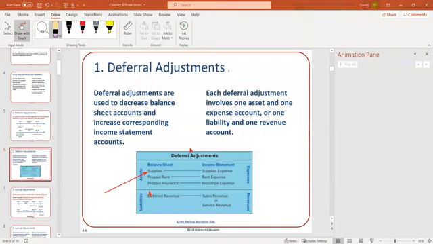You could buy some supplies, or prepaid rent. Anything that's prepaid is called a prepaid expense, but these are deferrals. They didn't put one on here, but equipment, a long-term type of asset, could also be a deferral. I often call those prepaids, but it falls under the same category. And then there's deferred revenue, when you receive money in advance and haven't performed that obligation. The point is that every time you have a deferral adjustment, a balance sheet account and a corresponding income statement account are going to be affected.